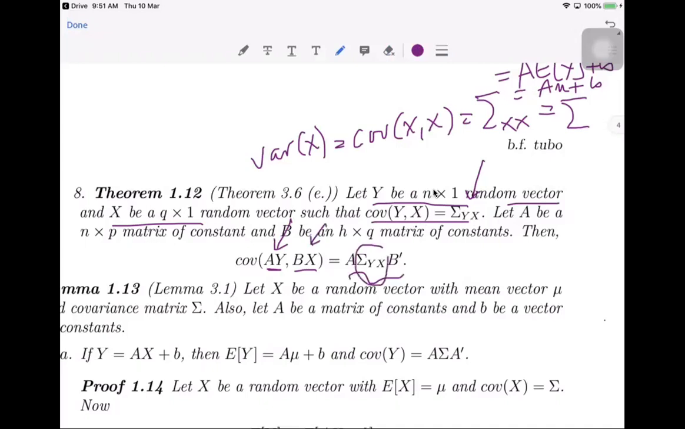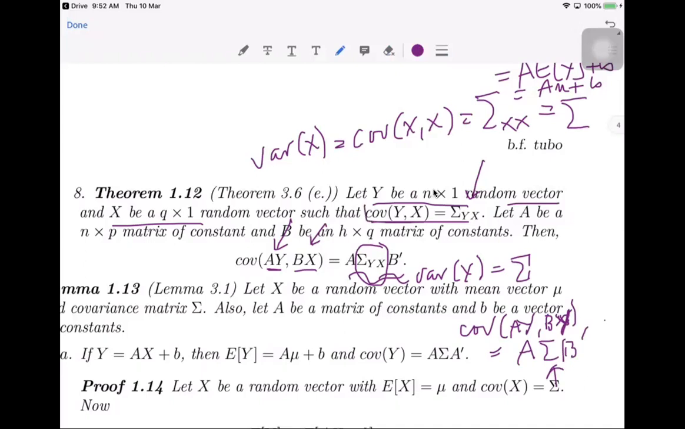So instead of talking about the variance of y or sigma in the previous result, what we had before is that the covariance of ay and bx is equal to a sigma b prime. This time the middle term, or the middle matrix there, will be the covariance of x and y. Okay.